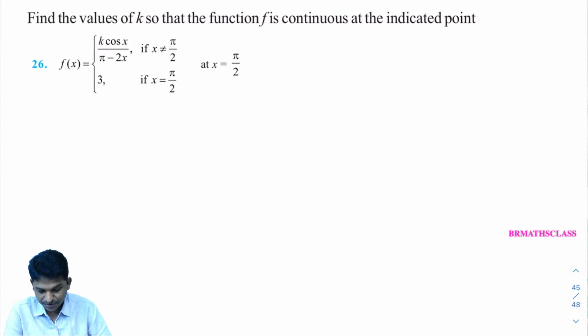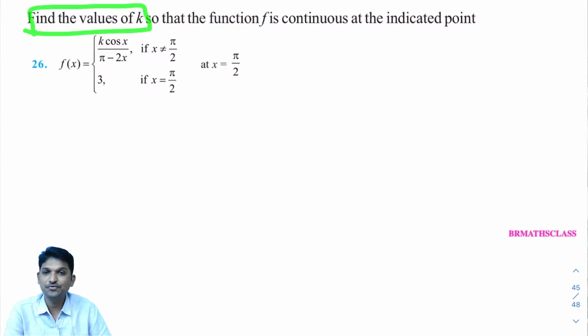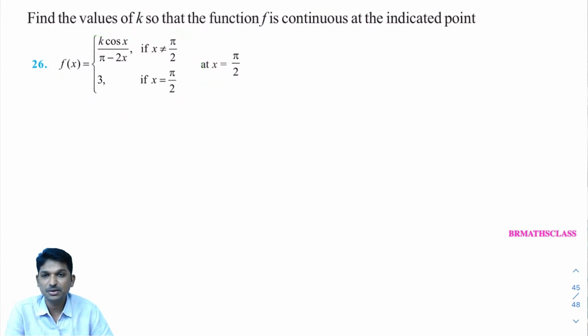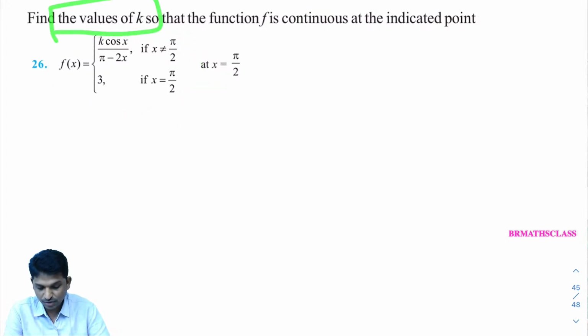Okay, you observe this question number 26. What are they asking in the question? Find the value of k. We need to find the value of k. For that, what have they given? They have given that this function is continuous at x equal to pi by 2. Then we need to find the value of k.